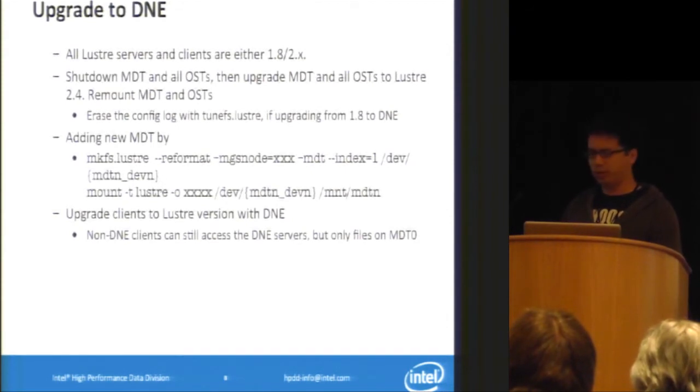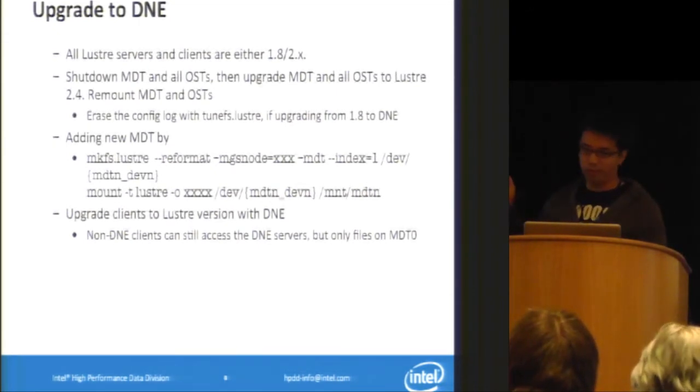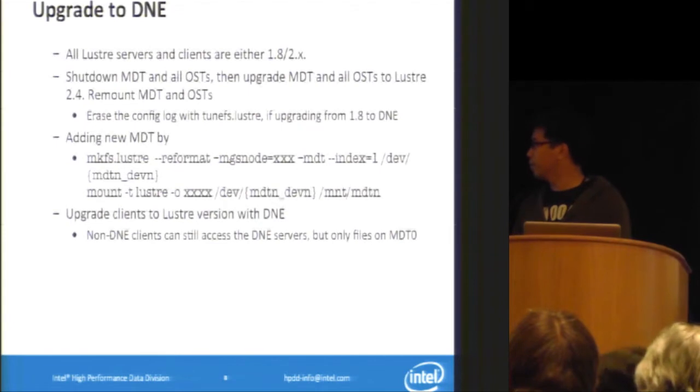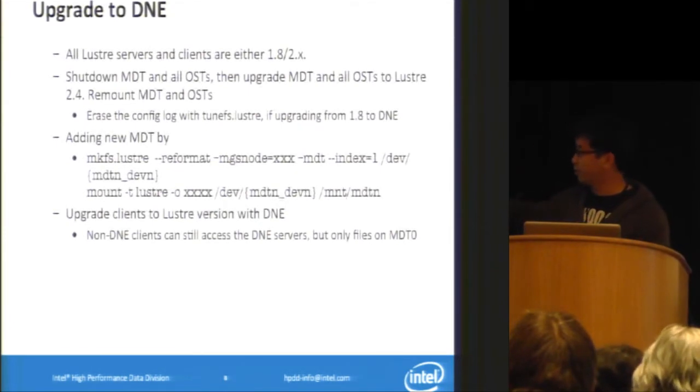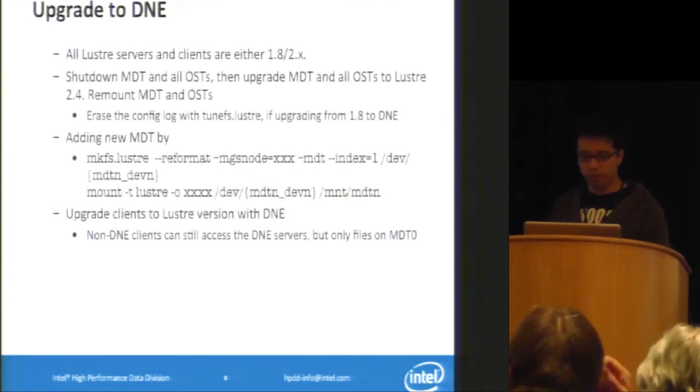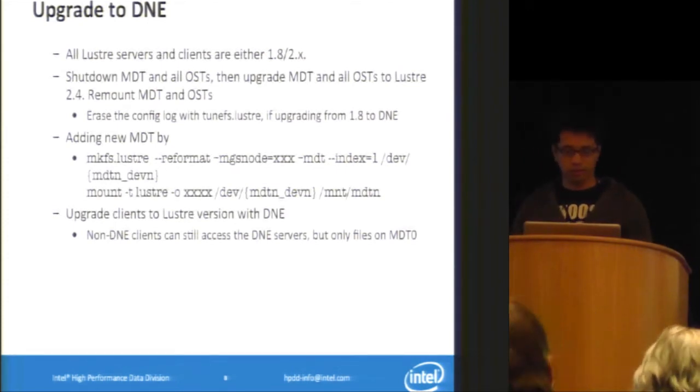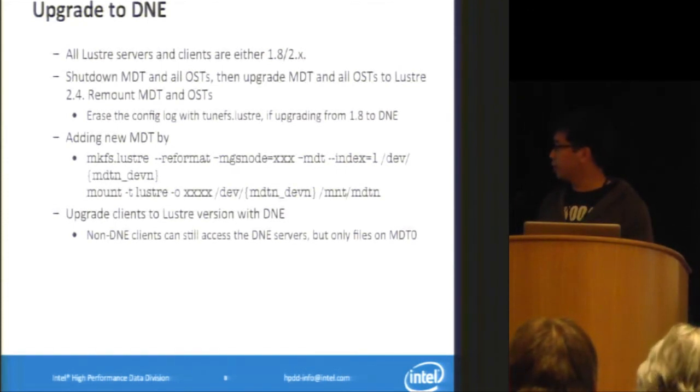And also, if your file system is 1.8, since the 1.8 config log is not compatible with the DNE config log, you need to use tunefs to erase those config logs first. Then you mount your MDT and OST, and it will regenerate the config log, of course. And then you can add a new MDT by mkfs and mount Lustre. It's almost the same as the current make MDT command.